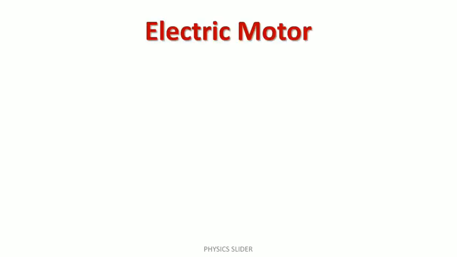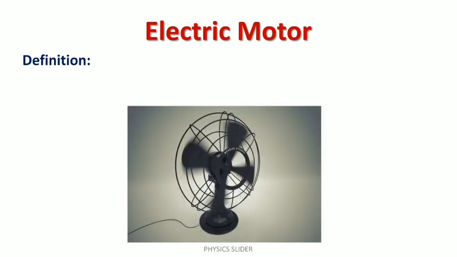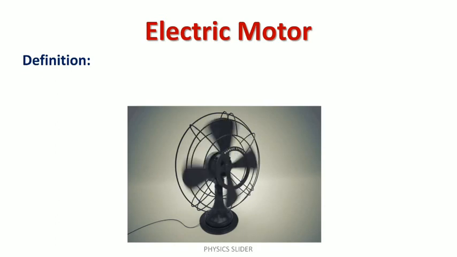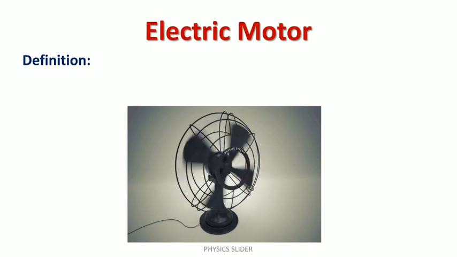Now let's start the electric motor. What is the definition of an electric motor? We will see here. Watch here. Here is a table fan. This table fan has an electric motor inside, due to which these blades are rotating.